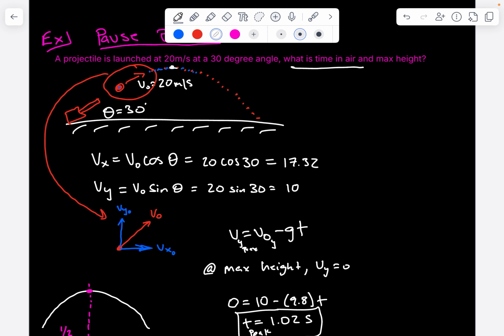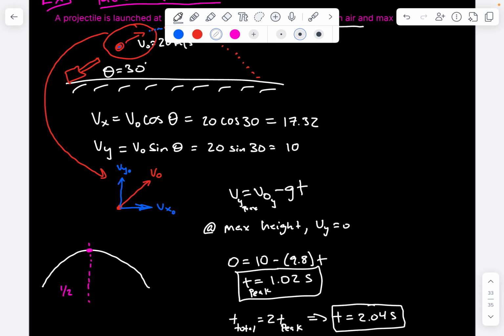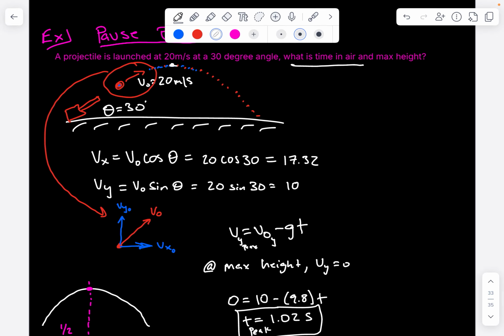If you have any questions, please write in the comments and I can explain further, but hopefully that cleared things up about how to split this up into components. Again, that scavenger hunt of I don't know how to get the full time, but I know how to get half of the time, the peak time, and just multiply it by 2. Now let's go into max height.